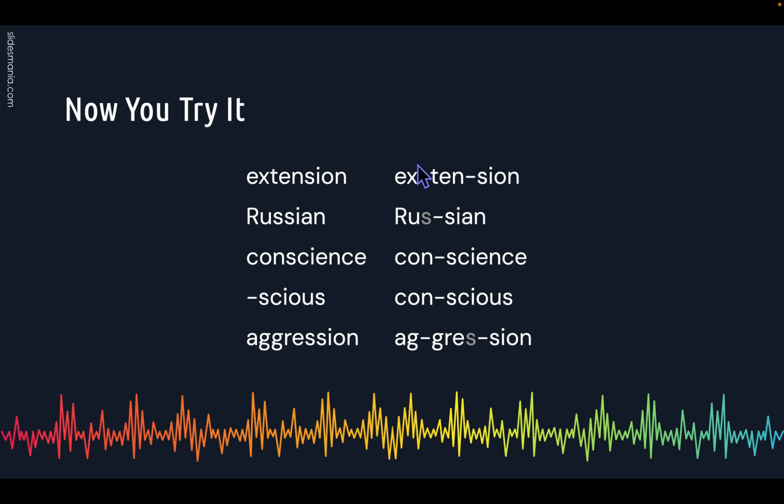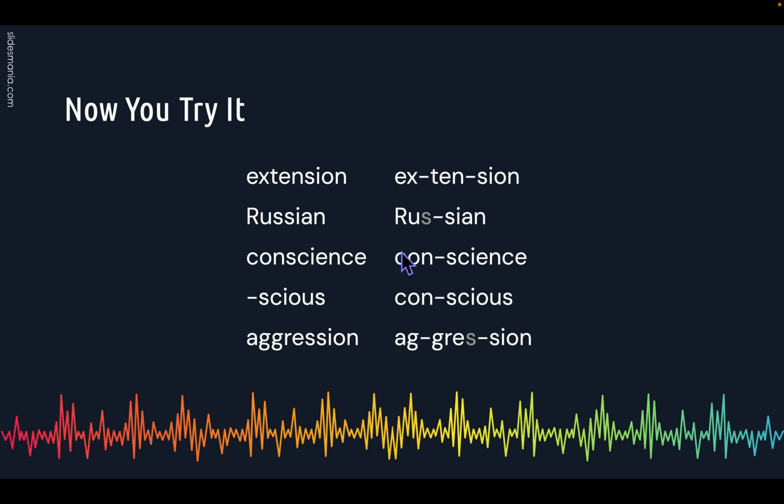Okay, here we have the prefix X, so we divide here. And we have a suffix right here, so we split there, and we have extension. Right here we have Russian. I put this S in gray because we do not say Russian. The S sound by itself disappears and gets taken over by the sh sound.